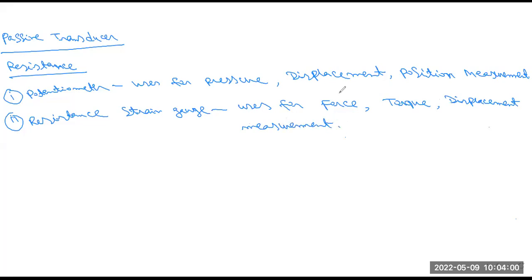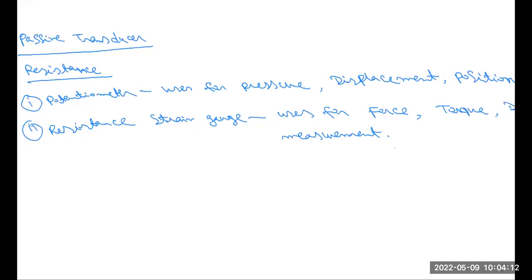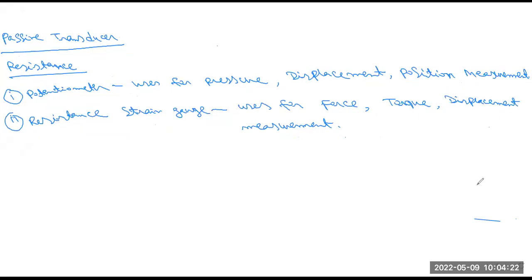So using this resistance strain gauge, there is a variation of the resistance of a wire or of a semiconductor material by elongation or compression due to externally applied stresses. Using this resistance strain gauge, you can easily measure force, torque, or displacement. Okay. So this is basically a category under the passive transducer, and it changes the resistance.